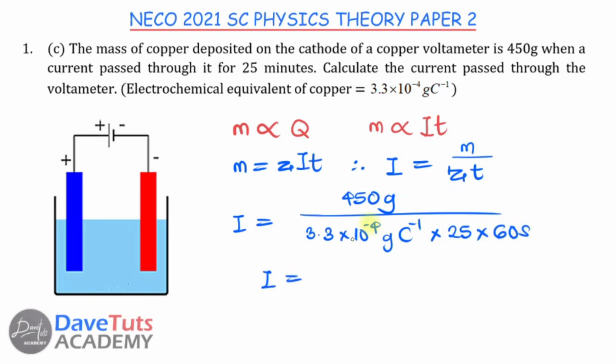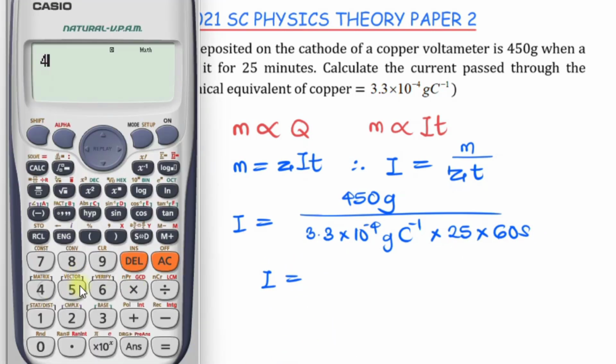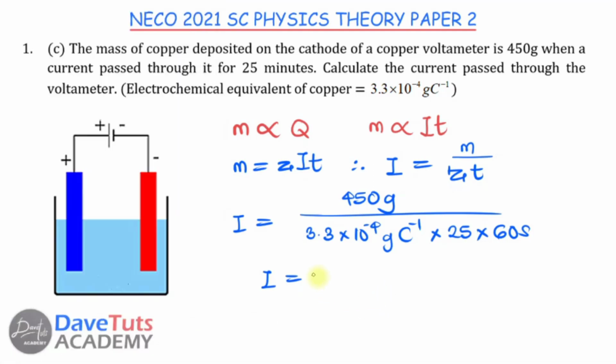So we just need to bring in our calculator to solve for this. That is 450 divided by the product of 3.3 exponent minus 4 multiplied by 25 multiplied by 60. Okay, just ensure that you put in everything correctly, and then we can look at that. This is 10,000 over 11, but in standard form 909.09, the dash on it means that it's repetitive, and we can just say this is nothing but 909.1 amperes. That is the current that is passing through the voltmeter.